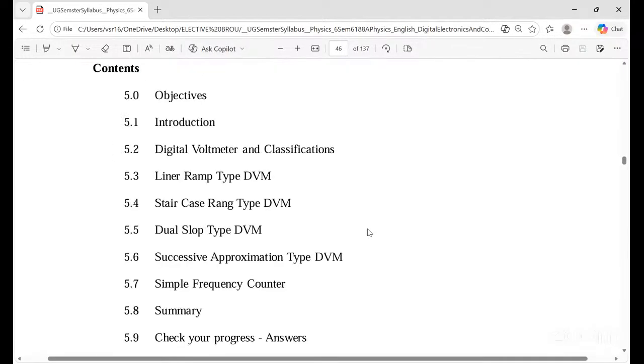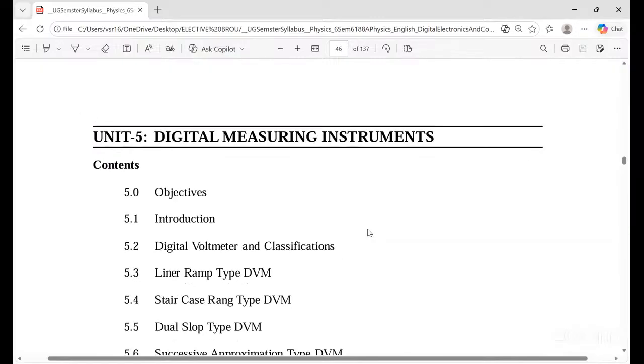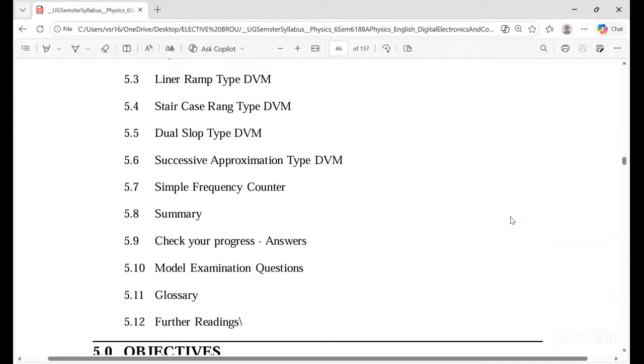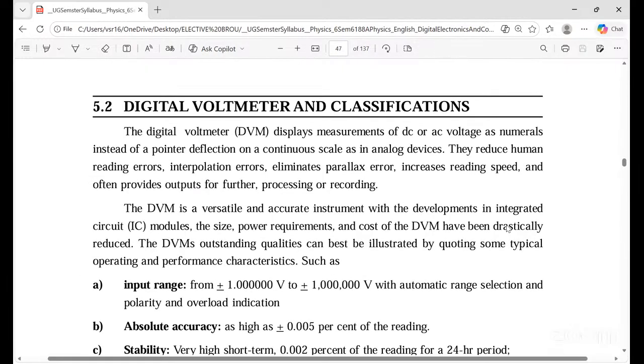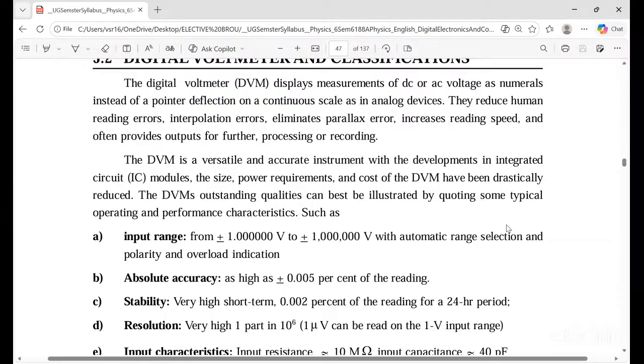D'Arsonval type PMMC meters are analog. Digital measurements are also there. These are the digital ones. So by tomorrow's class, we will discuss the digital voltmeters, DVM.